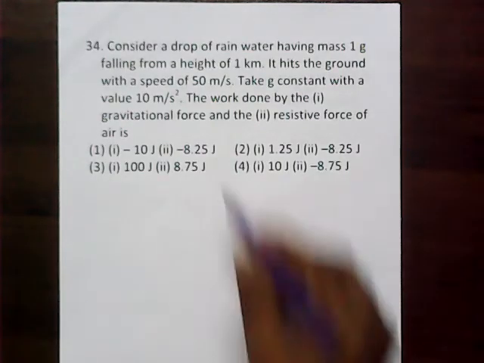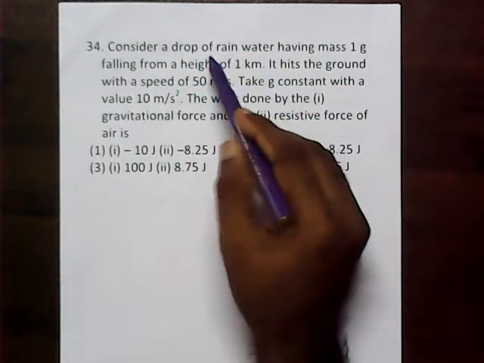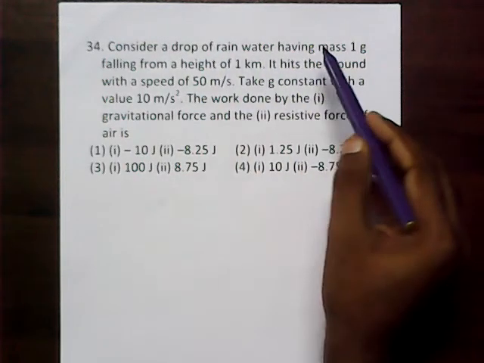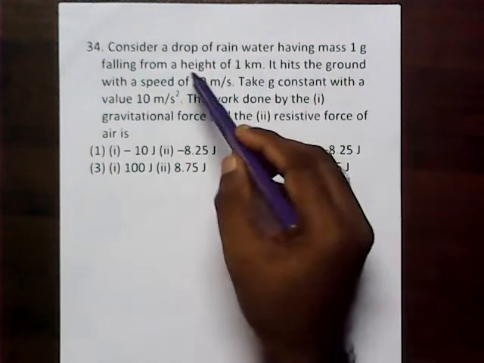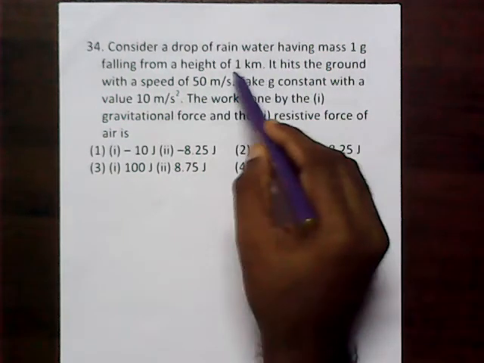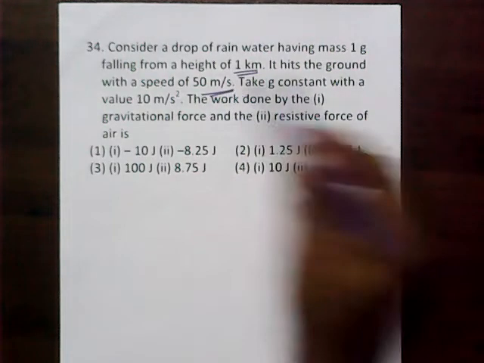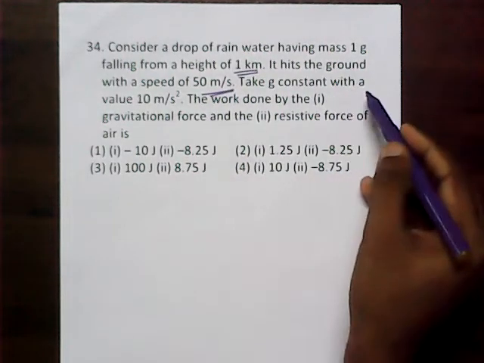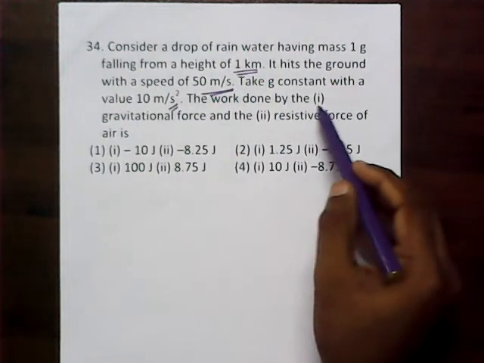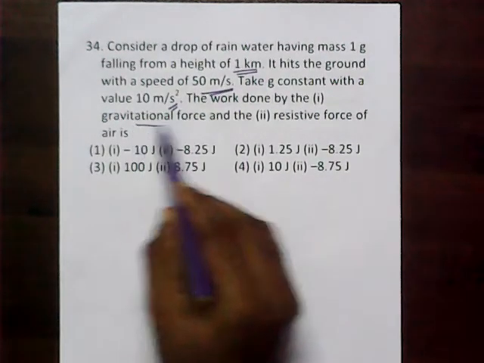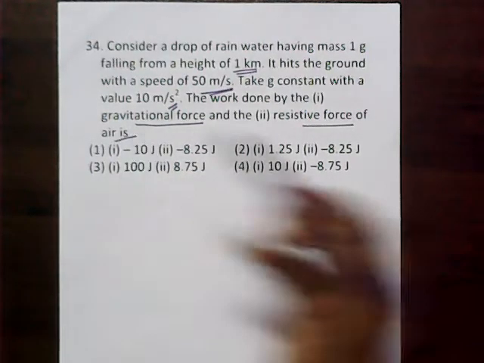Number 34. Consider a drop of rain having mass 1 gram falling from a height of 1 kilometer. It hits the ground with a speed of 50 meter per second. Take g as constant with 10 meter per second square. We have to find the work done by the gravitational force and the resistive force of air.